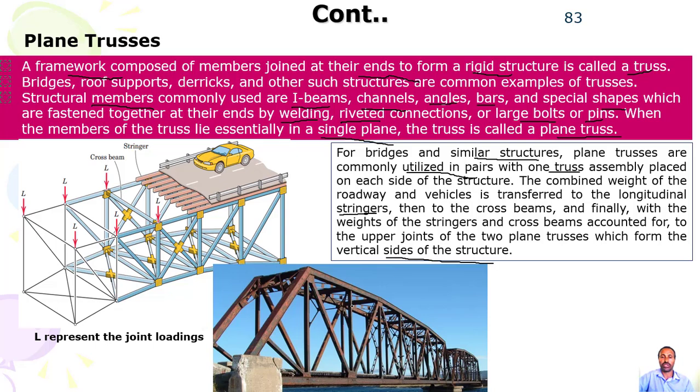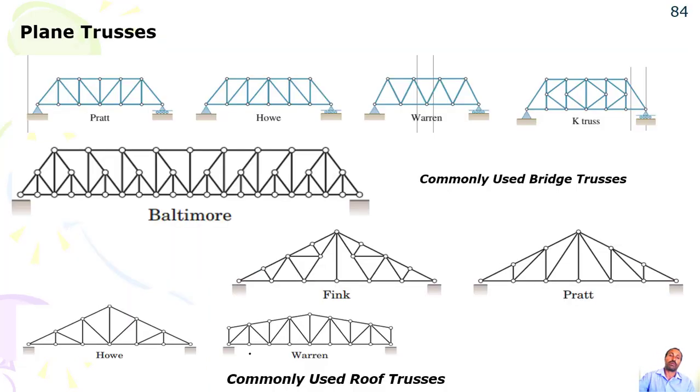So you have such joints. These are bracing elements, so you may provide such types of structures for bridges. Let us see these plain trusses commonly used in bridges, for example, Baltimore, Pratt, Howe, Warren, and also the K-truss. We will see these structures in detail.